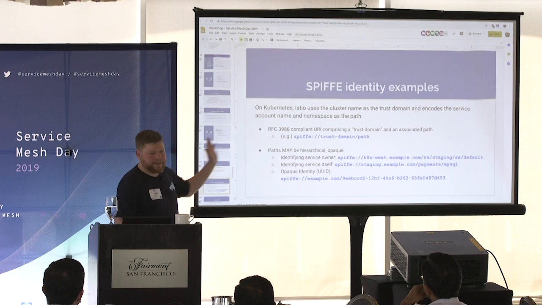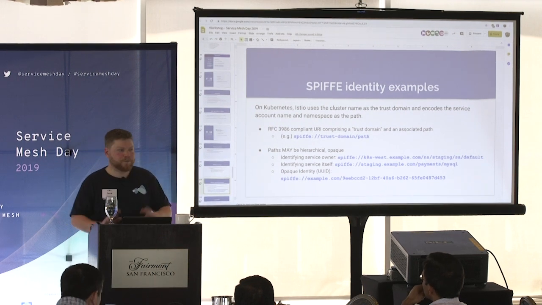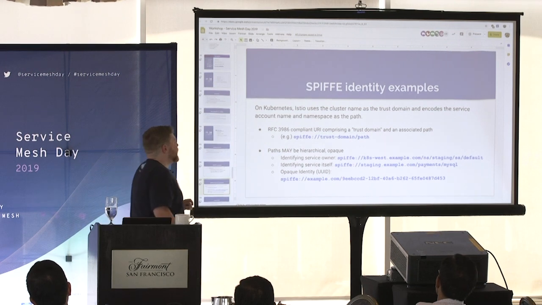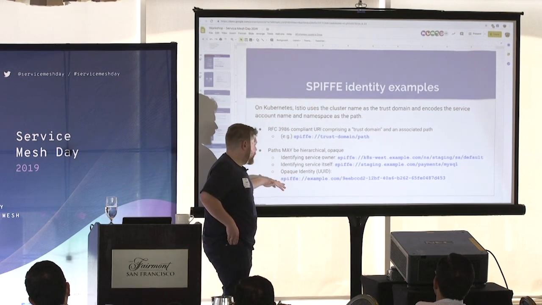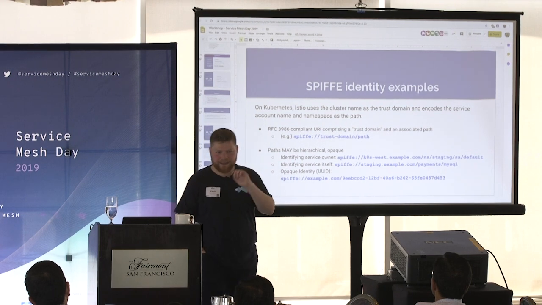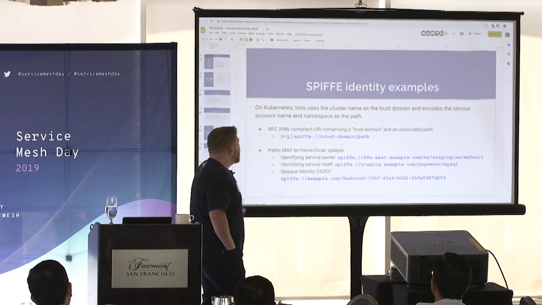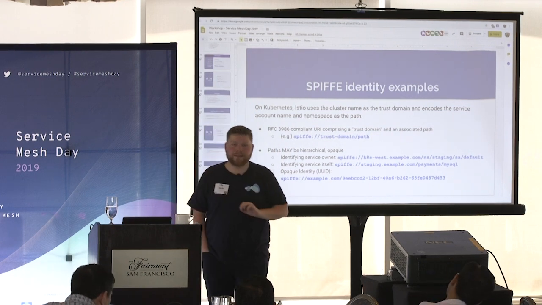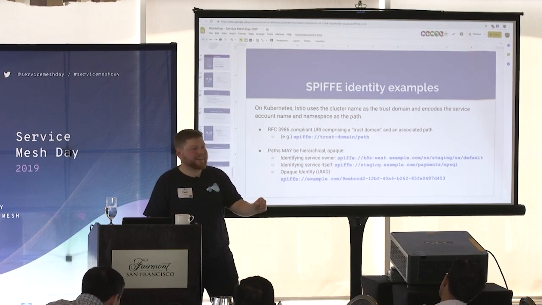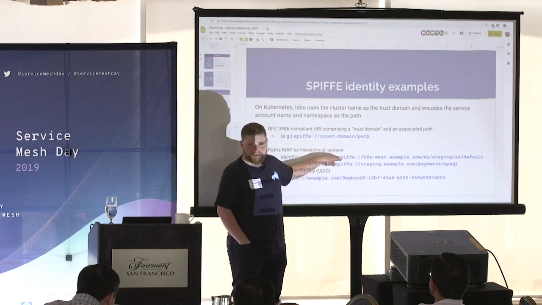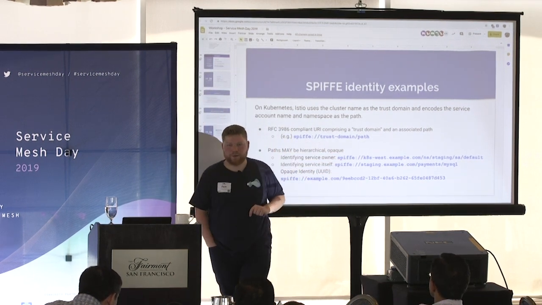And then the path could be anything that you want. But the path is what really encodes a specific identity. So you can do, for example, a UUID. If I want to mint a unique name for this thing, cool. When it comes to Istio and issuing identities on Kubernetes, we use the Kubernetes service account as the identity, and we encode it as a path in the URI.